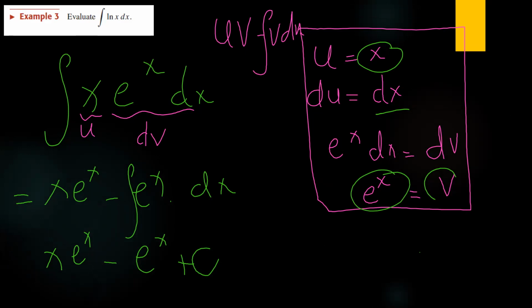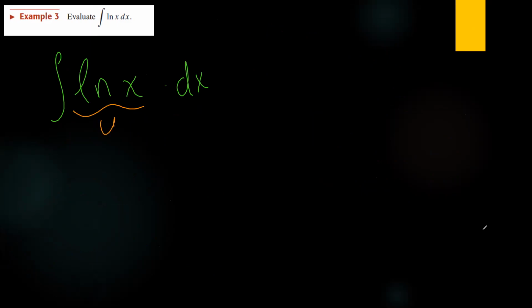Now, evaluate the integration of ln x dx. Here, in order to find the integration of ln, I can say that this is my u. Now, where is dv? I will say dx. dx will be dv.